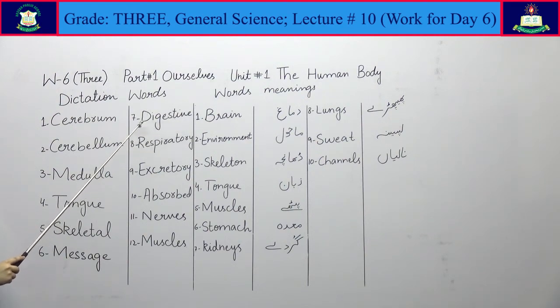Seventh is digestive. Combined word digestive. DI, die. GES, chess. TIVE, tiv. Digestive. क्या वर्ड है? Digestive. Eighth is respiratory. RES, res. PIR, RA, ray. TORY, tree. Respiratory.